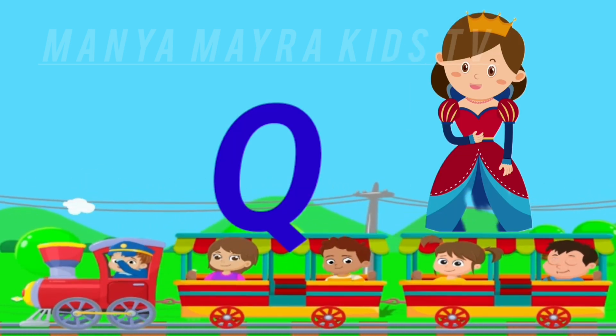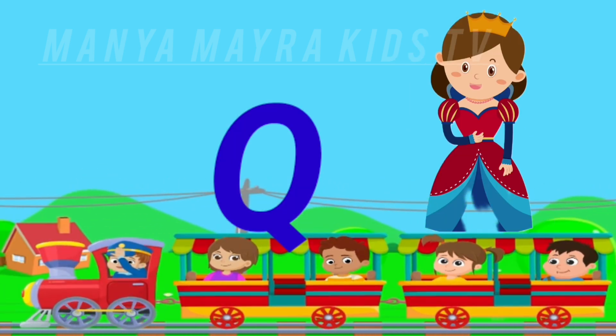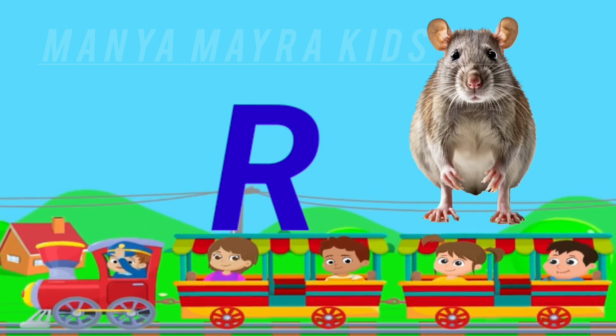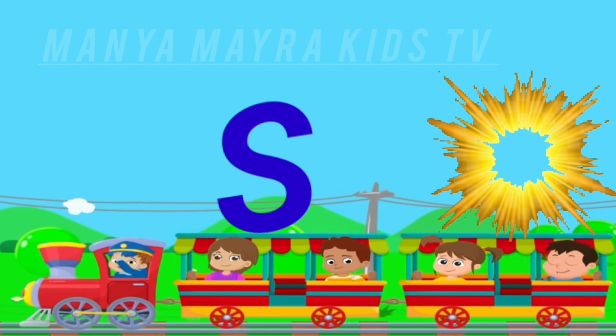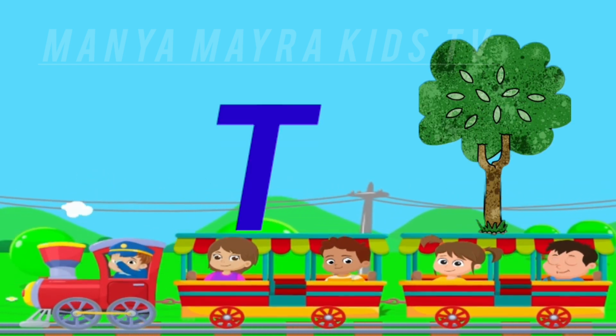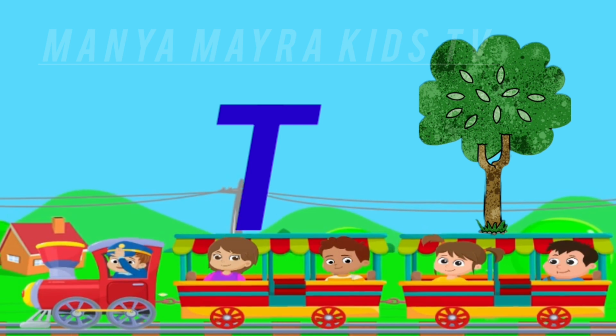Q for queen, queen means rani. R for rat, rat means chooha. S for sun, sun means suraj. T for tree, tree means ped.